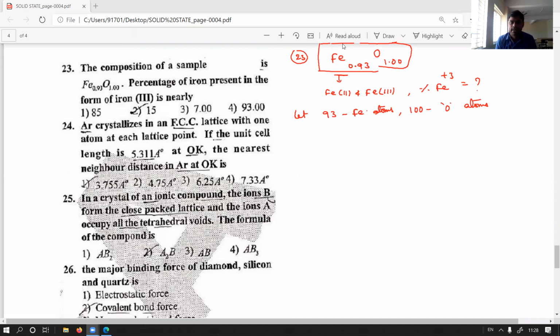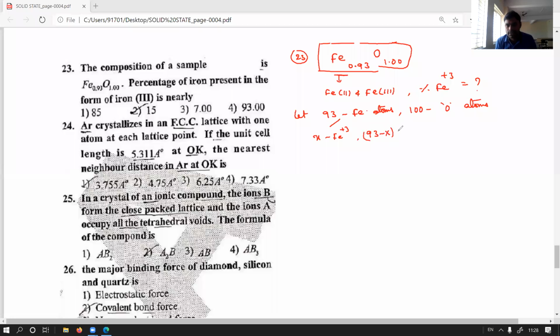This has 93 iron atoms, in which let X iron atoms be present in Fe+3, then automatically 93 minus X iron atoms are present in the Fe+2 oxidation state. Then the sum of oxidation states of all atoms is equal to 0.